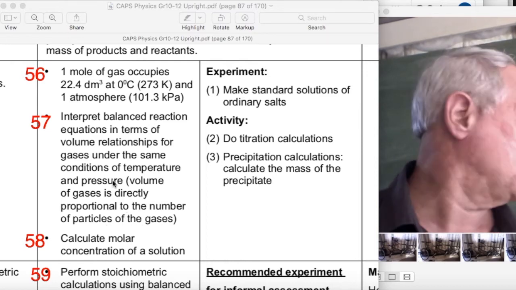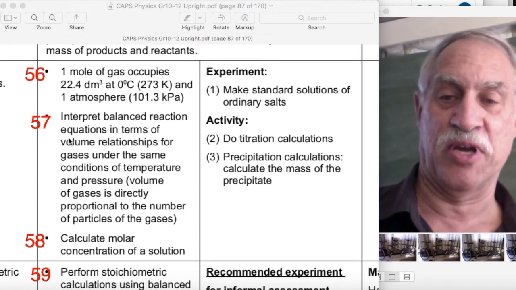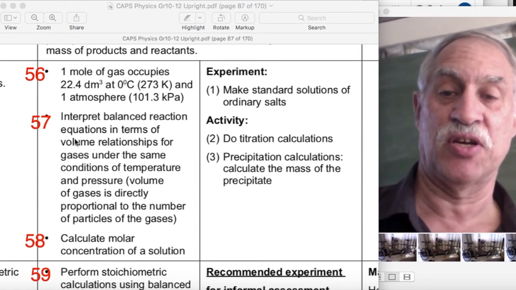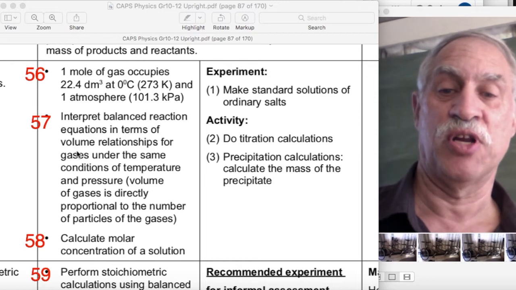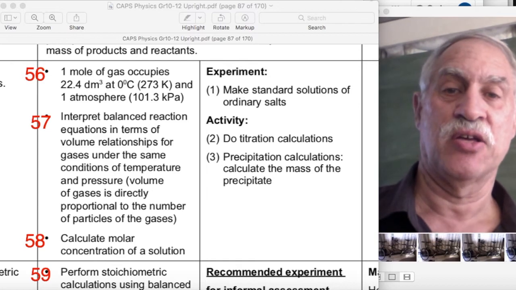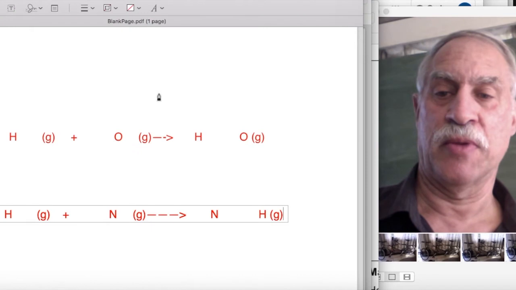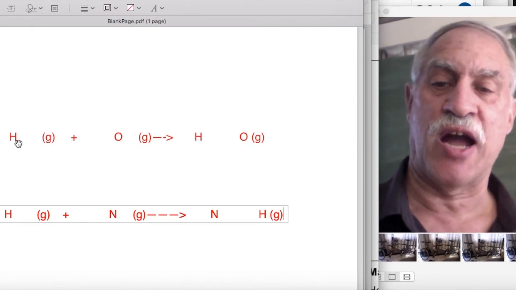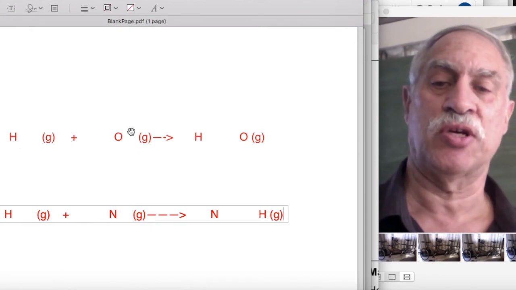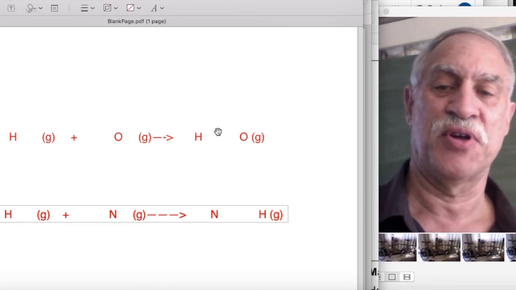So what we're going to do today is we're going to first of all look at balancing an equation, and then volume relationships for the reactants and the products. Okay, so let's have a look. What about if we have a reaction like hydrogen gas and oxygen gas react together? They're going to form something, H and O, right? And I'm sure that you guys know what is going to be formed.